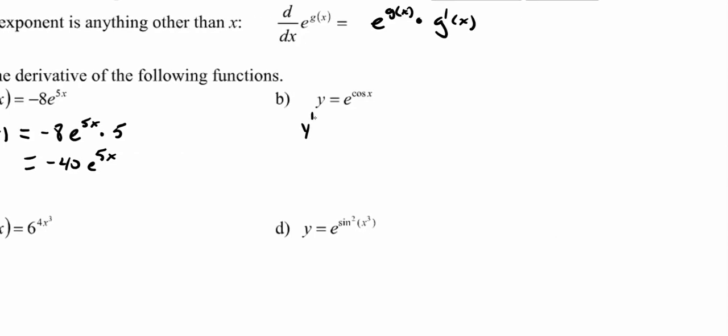All right, next one. So y prime would be, well, e to the power of cos x. I know that one. That's just e to the power of cos x. Nice. And then times the derivative of cos, which is negative sine. And then there you go. Maybe put the negative sign up front. So negative sine x times e to the power of cos x.